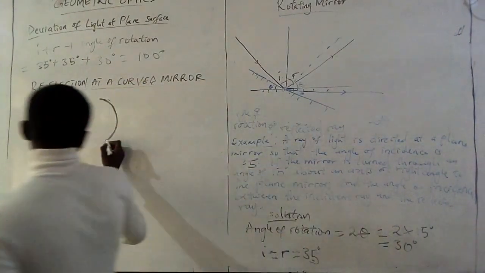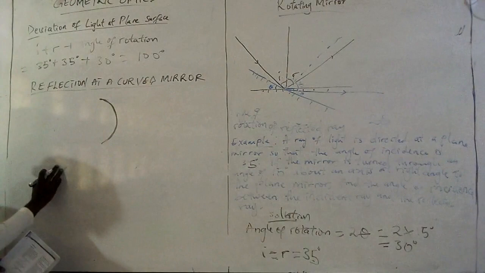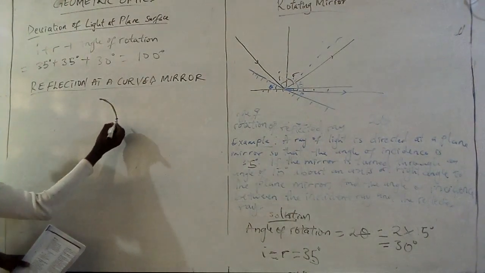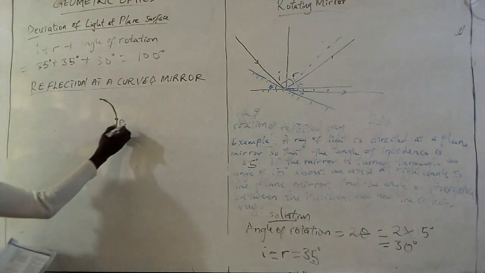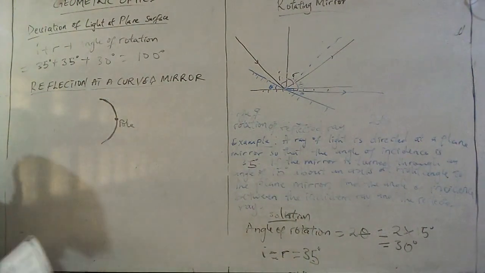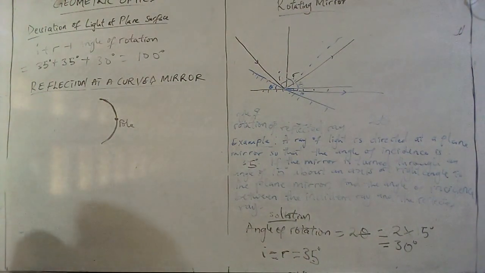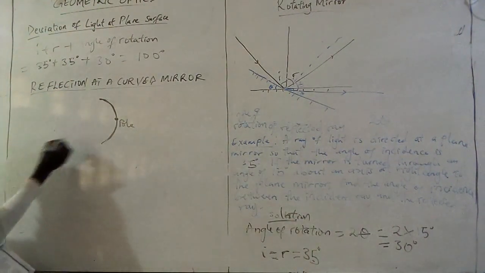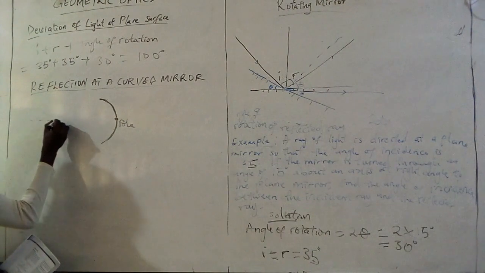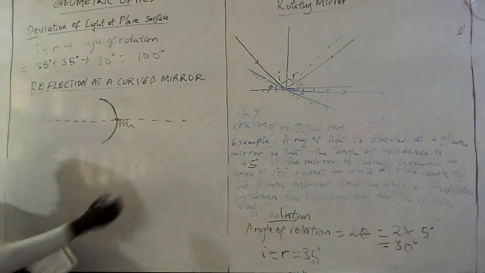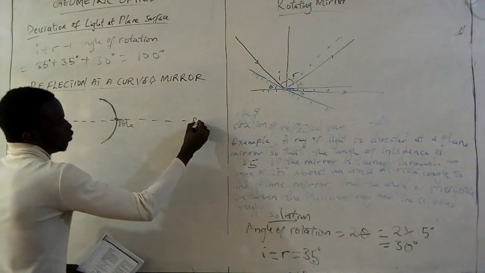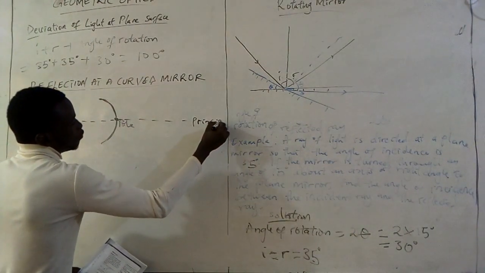First, we have the pole. If this is a curved mirror, the pole is just the center of that mirror. This place, we call it P. That is the pole of the mirror. Then we have the principal axis. The principal axis is just an imaginary line that passes through the pole of the mirror.